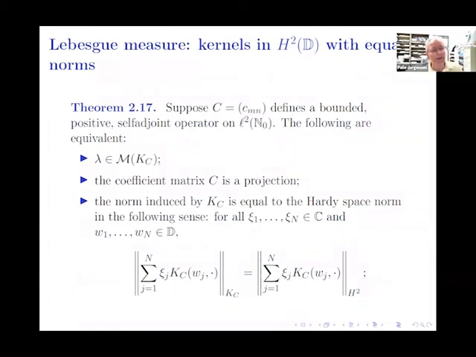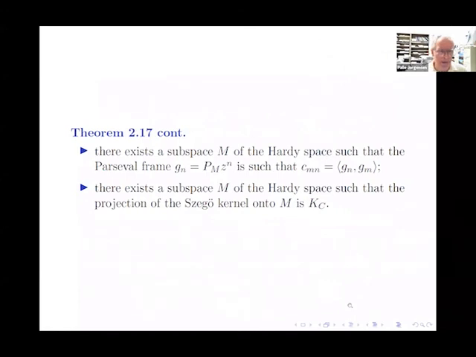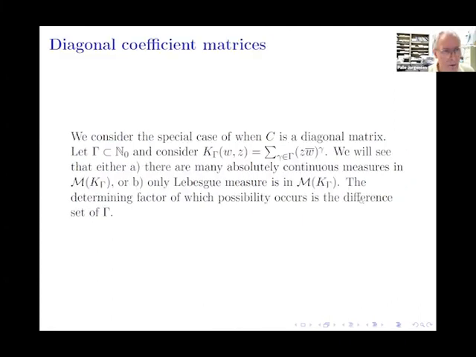One natural question you could ask yourself: when is the Lebesgue measure in M of KC for some C? And the answer is if and only if C is a matrix of a projection, if and only if the corresponding linear span of the kernels have the same norm coming from the KC kernel and from the Hardy kernel, if and only if the G_n functions we talked about arise as a direct projection of the monomials, z to the n. And in that case, the C functions would be like this. And so that's one of the theorems.